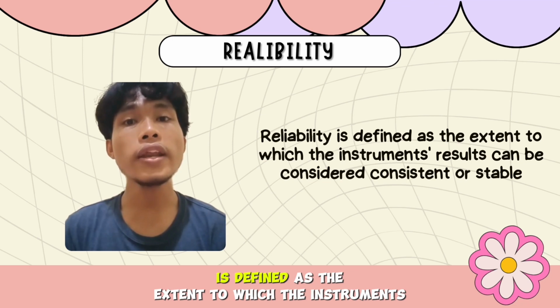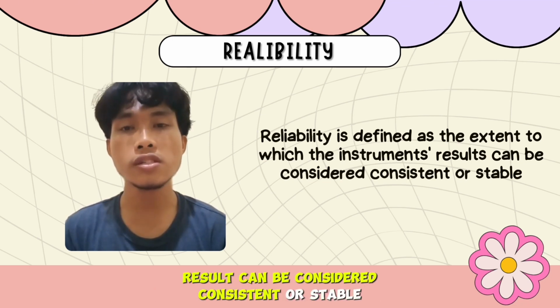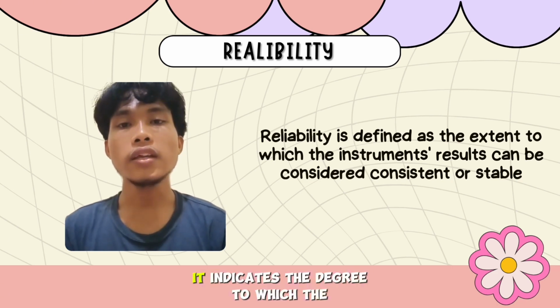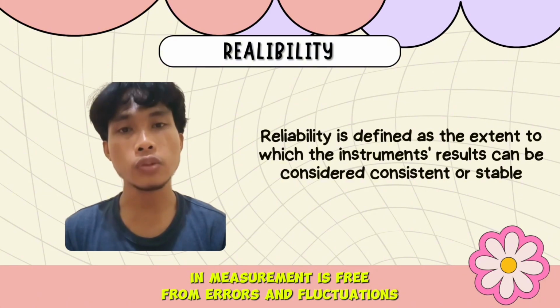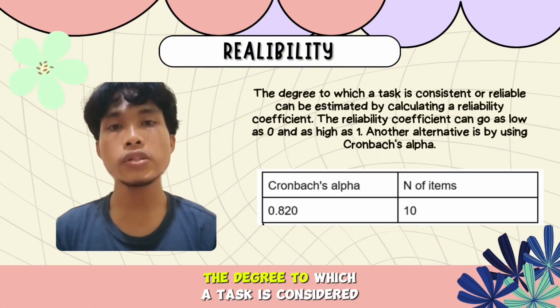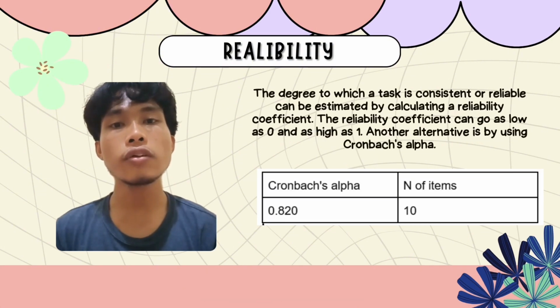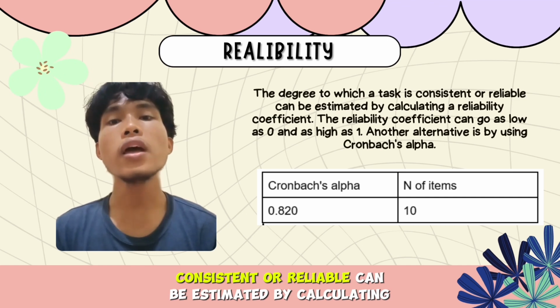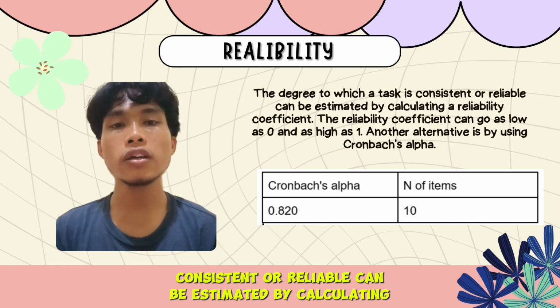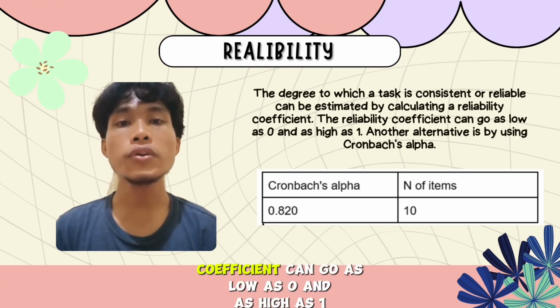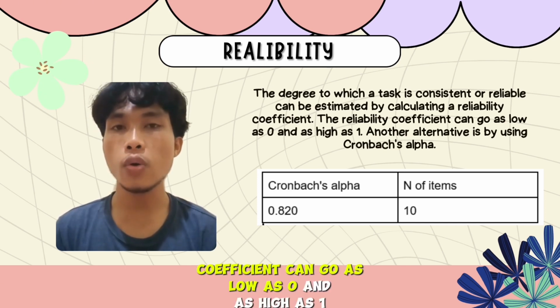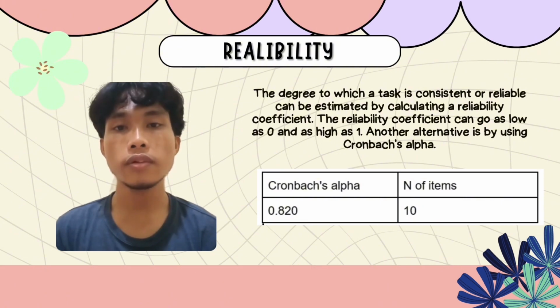Reliability is defined as the extent to which the instrument's result can be considered consistent or stable. It indicates the degree to which the measurement is free from errors and fluctuations. The degree to which a test is considered consistent or reliable can be estimated by calculating a reliability coefficient. The reliability coefficient can go as low as 0 and as high as 1.